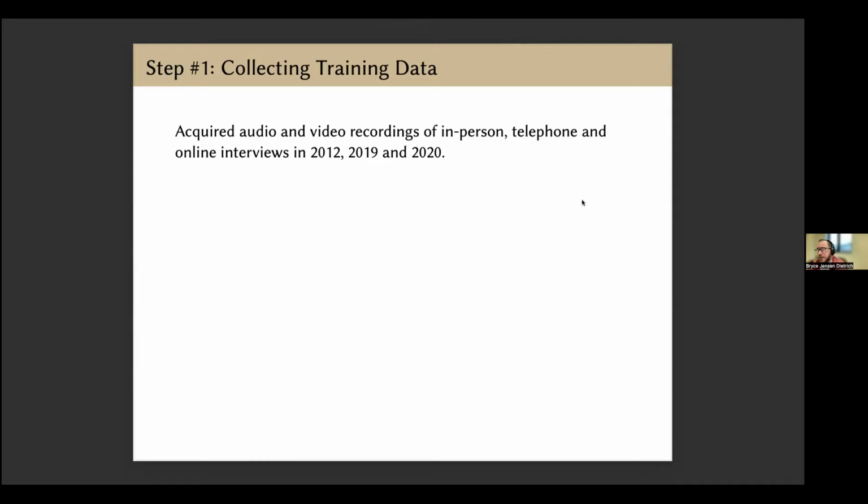So the first is collecting training data. The data that we use in this study is audio video recordings of in-person, telephone, and online interviews from 2012, 2019, and 2020.